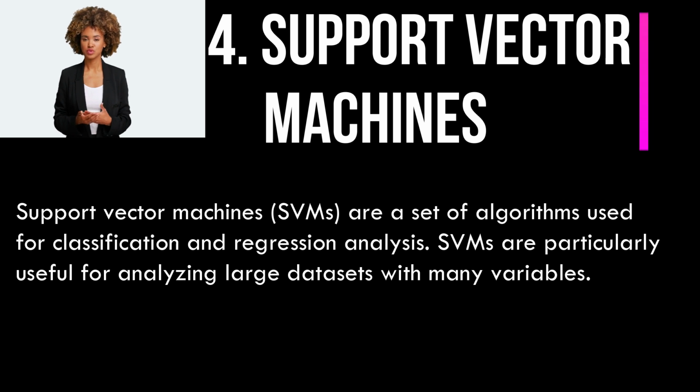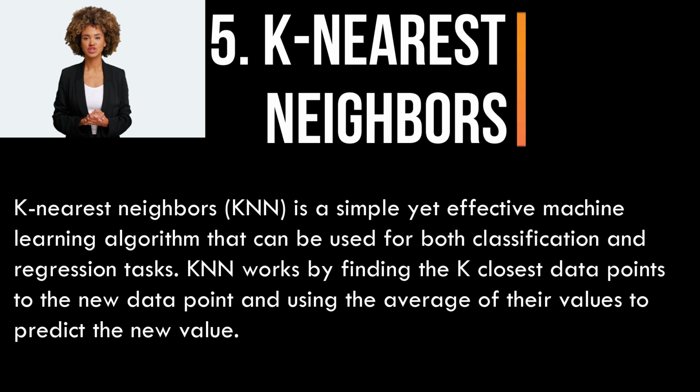5. K-nearest neighbors. K-nearest neighbors, KNN, is a simple yet effective machine learning algorithm that can be used for both classification and regression tasks. KNN works by finding the k closest data points to the new data point and using the average of their values to predict the new value.